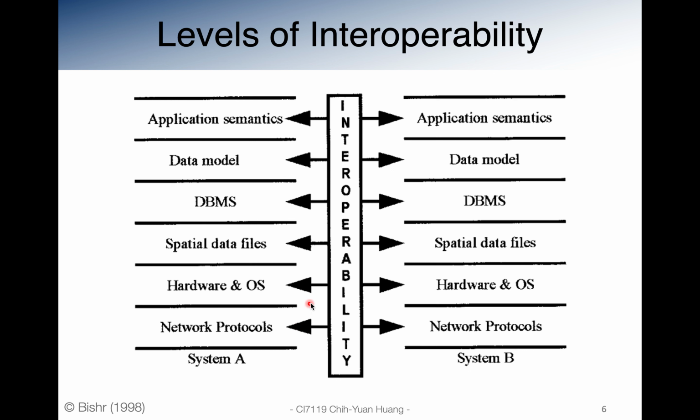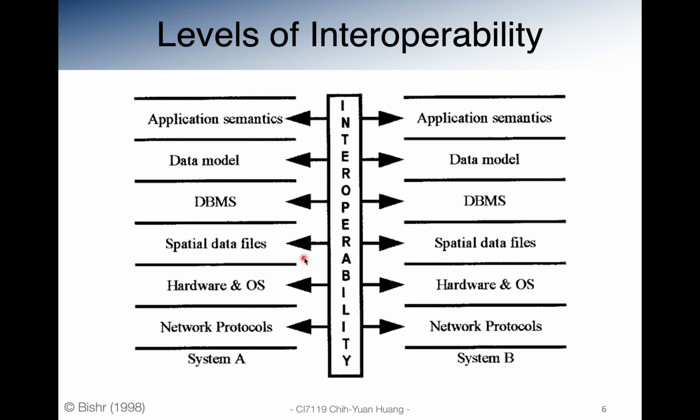Then the interoperability can be on the hardware or the operating system. For example, system A and system B could be using the same operating system. In this case, maybe they can directly communicate with each other from the system level, or from the operating system level. And then the next level could be the spatial data files.